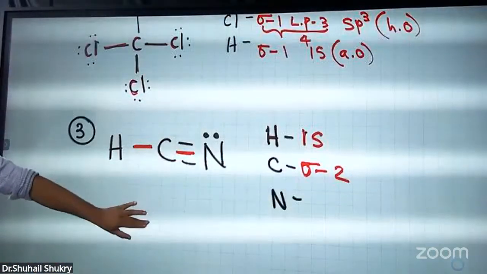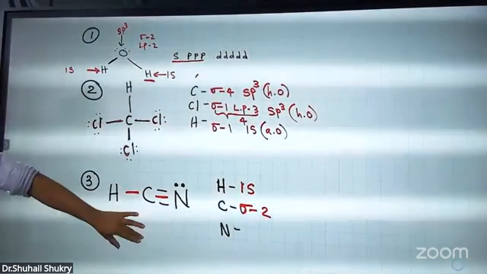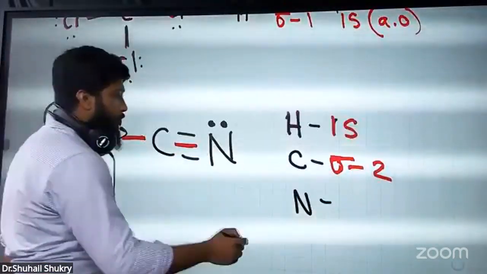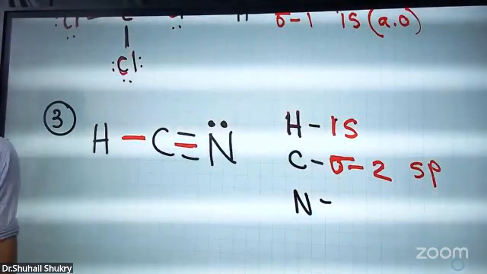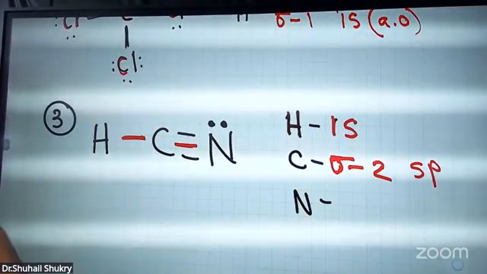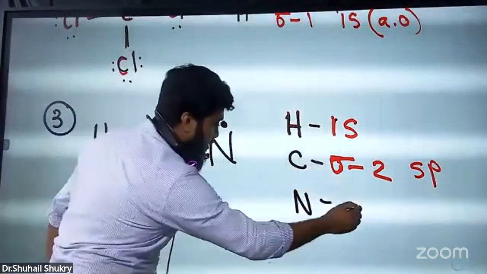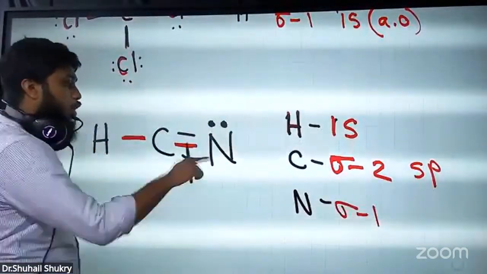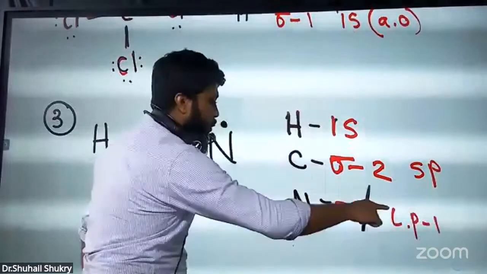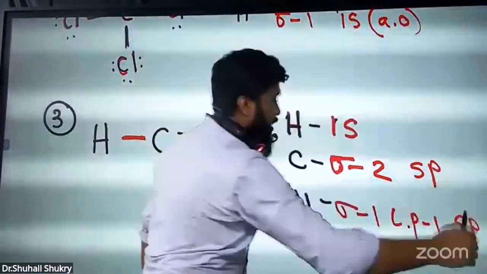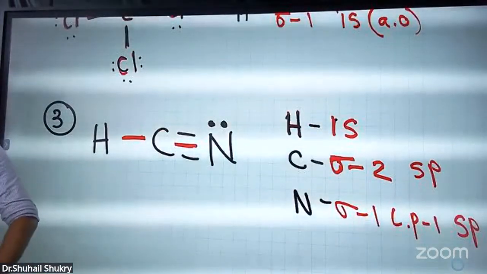One s and one p, right? Join according to the number of orbitals involved. Sigma 2 means the answer is sp. They don't have any lone pairs. Then come to nitrogen. How many sigma bonds are there for nitrogen? Nitrogen also has one sigma bond. How many lone pairs are there for nitrogen? Only one lone pair. Then one sigma bond, one lone pair. What is the hybridization? sp hybridization. Is it clear, guys? Well done.